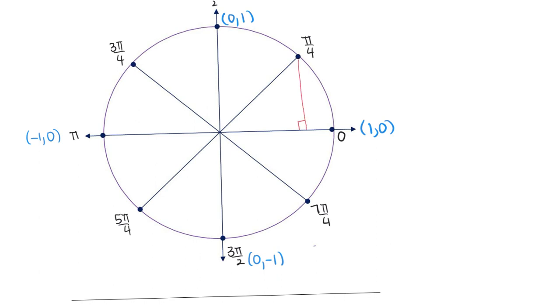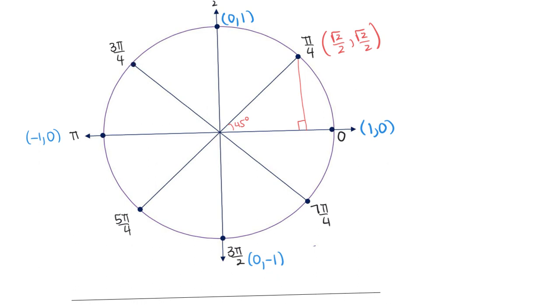This is my right angle. This is pi over 4. Pi over 4 is like 45 degrees, which means that this is root 2 over 2, and this is root 2 over 2, which means this ordered pair here is root 2 over 2, comma, root 2 over 2. And we're going to remember this fact soon.